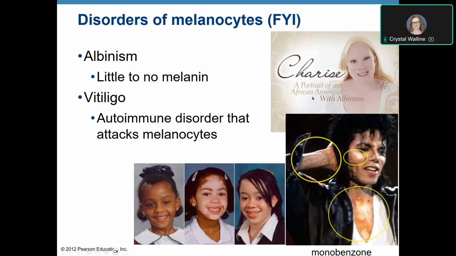You can see how much melanin contributes to a person's skin tone. This picture up here of this woman, she is an African American woman. And all of her family members are dark skinned except for her because she is not able to produce this pigment.